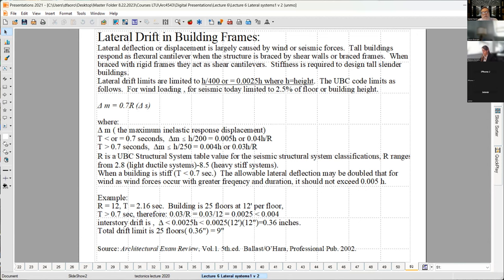Total drift limit at 25 floors would be 0.36 inches times 25, or we'd have 9 inches of total drift. So for a building 25 stories in height, at 12 feet floor to floor, it's possible that the difference between the drift that occurs at the ground floor level and at the upper roof level could be as much as 9 inches.